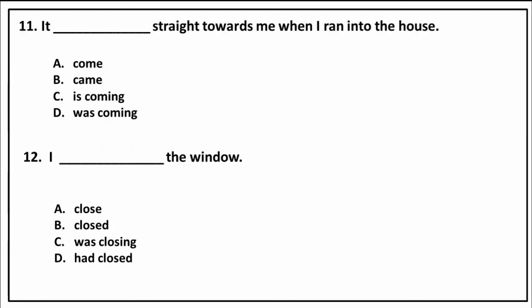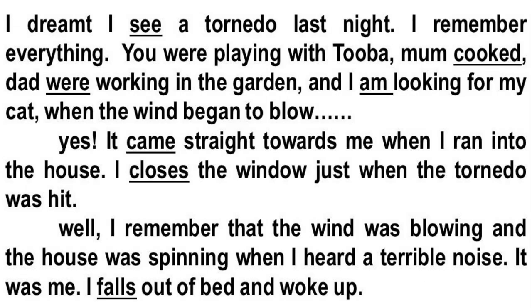Okay, 11th. It dashed straight towards me when I ran into the house. पैराग्राफ में देखिए तो इसमें लिखा हुआ है came. ऑप्शन बी में जो है came वही लिखा हुआ है. लेकिन came grammatically correct नहीं है इधर, क्योंकि it came straight towards me when I ran into the house. When I ran into the house is past simple tense, but here it shouldn't be past simple tense again.